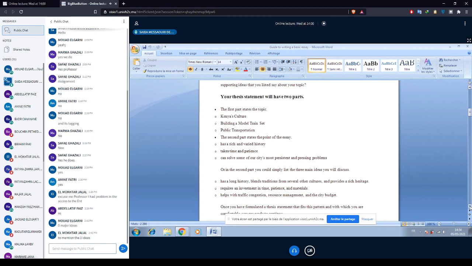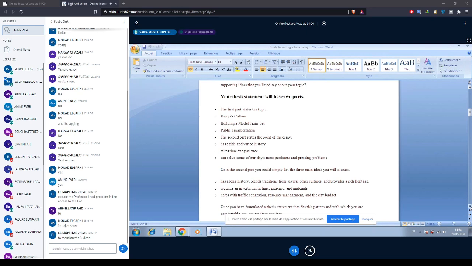Okay, if you go to another one, building a model train set takes time and patience. Oh, I see that. What you think about building a model train, it's very difficult. I know that you find it very difficult. If we take public transportation, you can follow these words: public transportation can solve some of our city's most persistent and pressing problems. You see how you finish it? You have the topic, which is public transportation, and you have your impression.